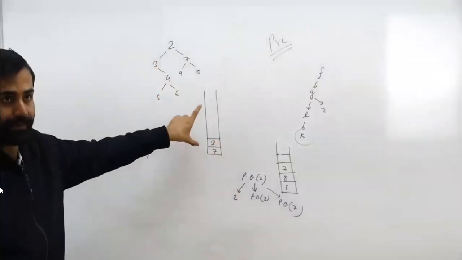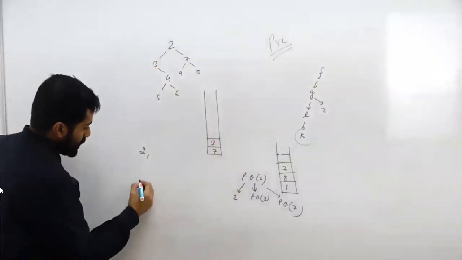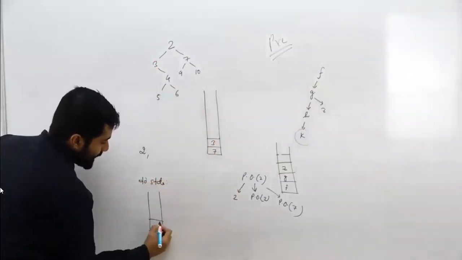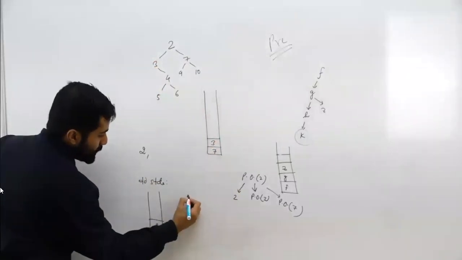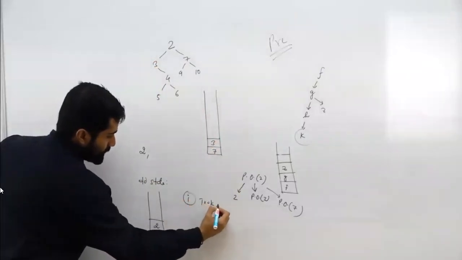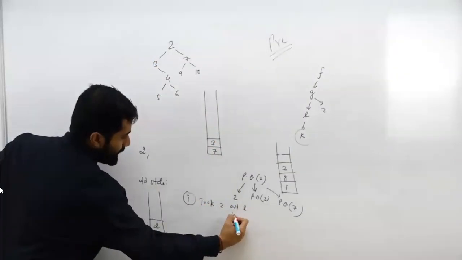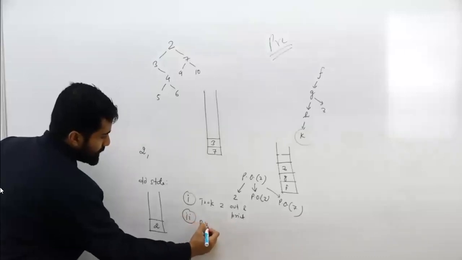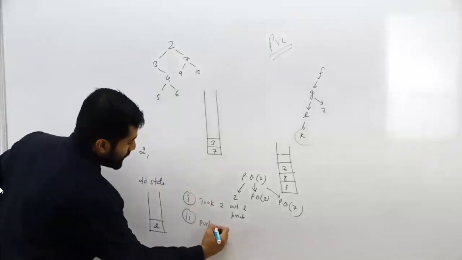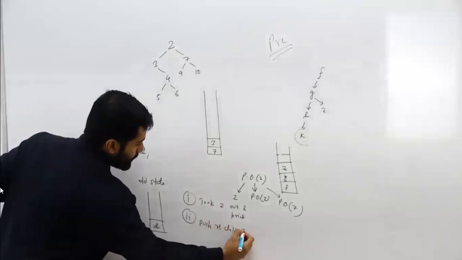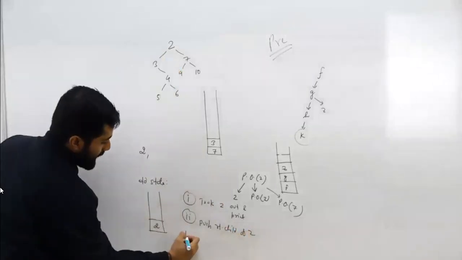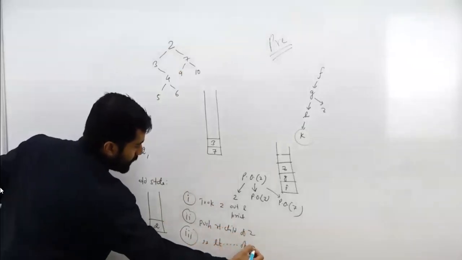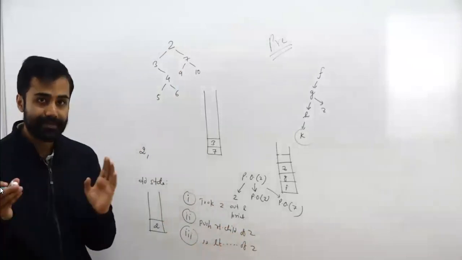So let me tell you what just happened. The old state was something like this. You had 2. So what was the first step that you did? You took 2 out and printed it. This was the first step. The second step was you pushed the right child of 2, which is 7. And the third step is you pushed the left child of 2. This is the step that you executed.